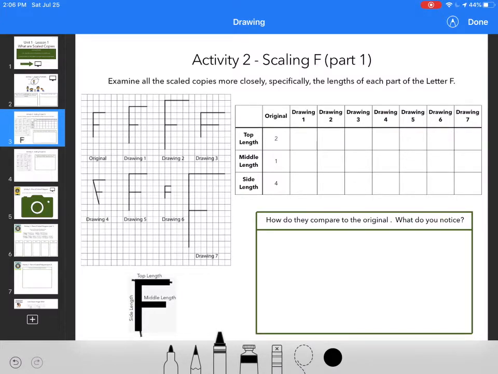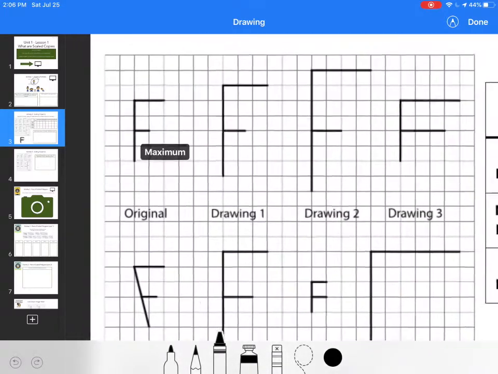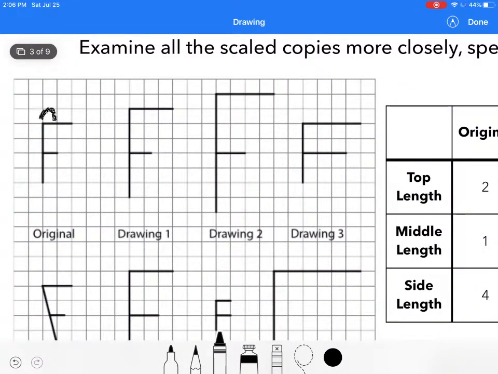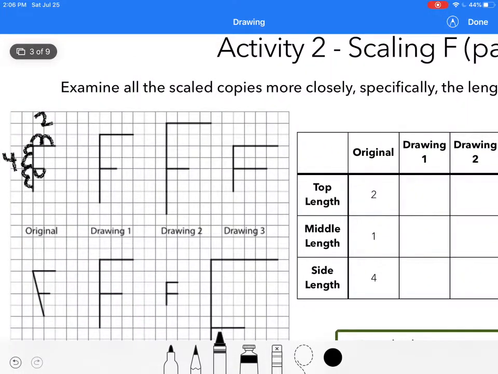Examine all the scaled copies more closely, specifically the length of each part of letter F. So my original is 2 on the top, 4 on the side, 1. So I filled that in for you. So 2, 1, 4. I'm going to do the same thing with all the others. So I count, so it's 3, 1.5, 1, 2, 3, 4, 5, 6. So it's 3, 1.5, 6.